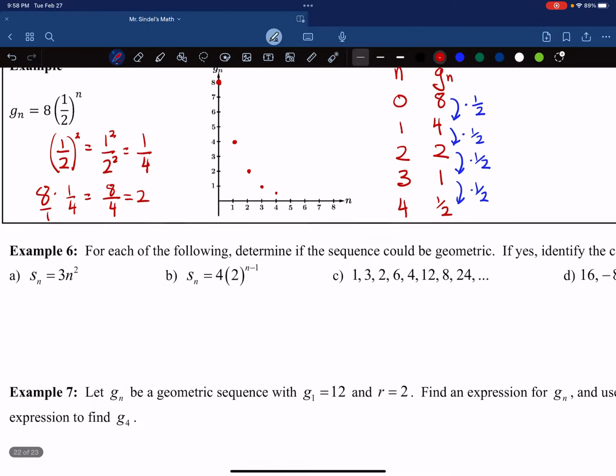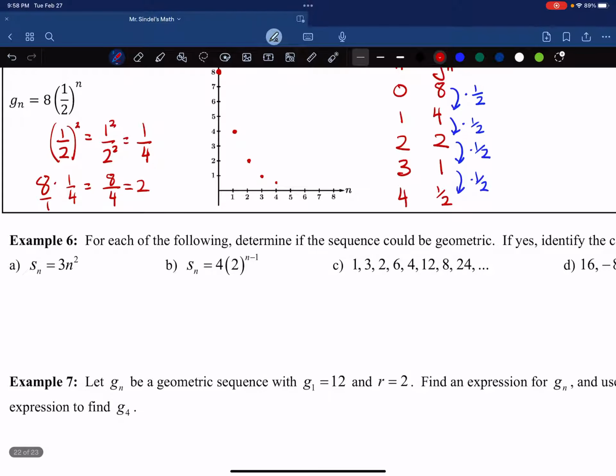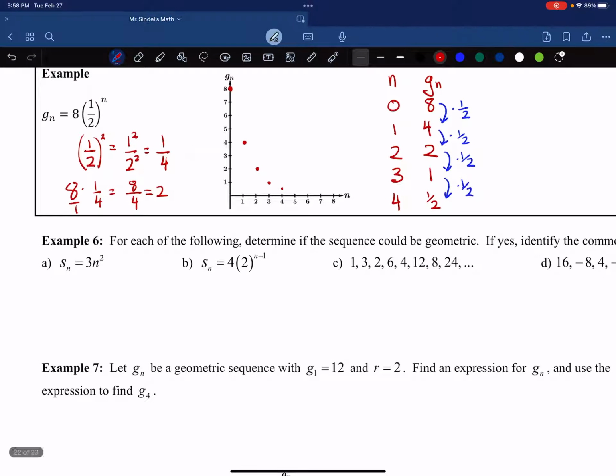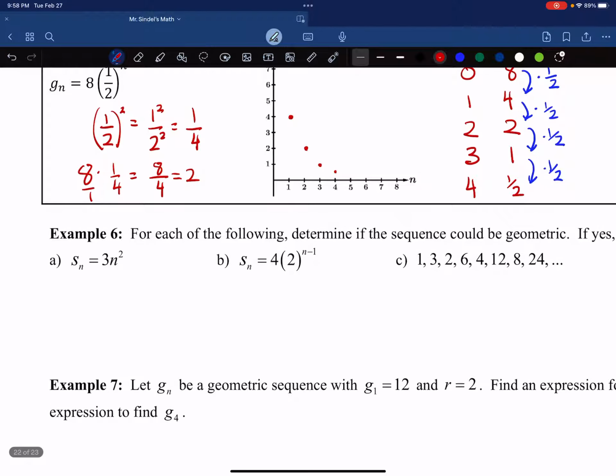All right. Example 6. For each of the following, determine if the sequence could be geometric. And if it is, identify the common ratio. I'm guessing it's saying common ratio. Yes. So again, I know what an exponential function is. An exponential function has the variable in the exponent, therefore the name exponential function, right?